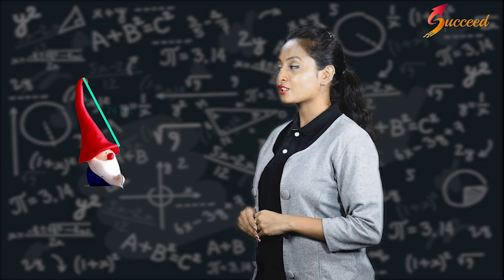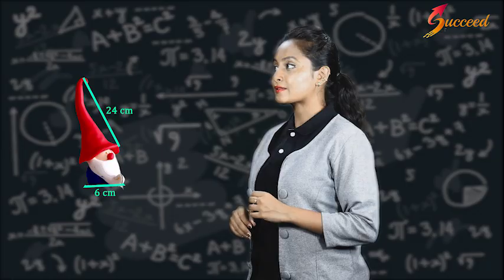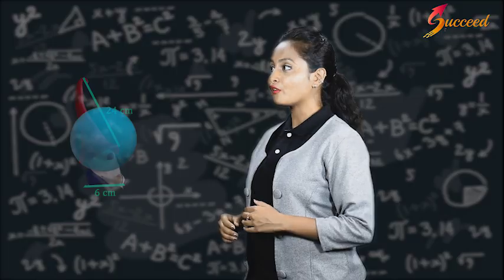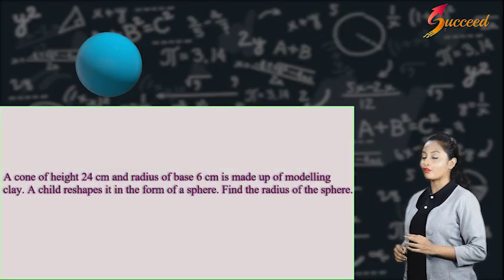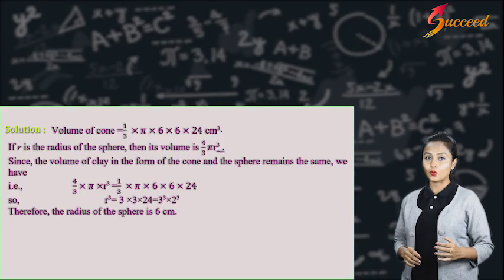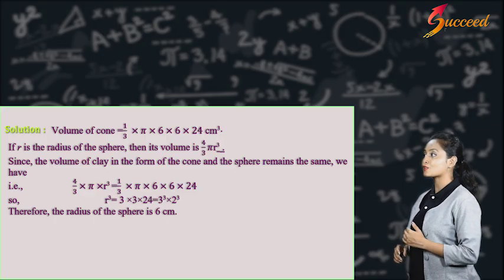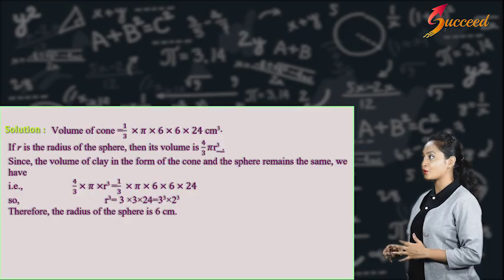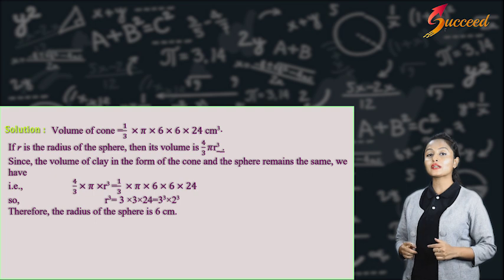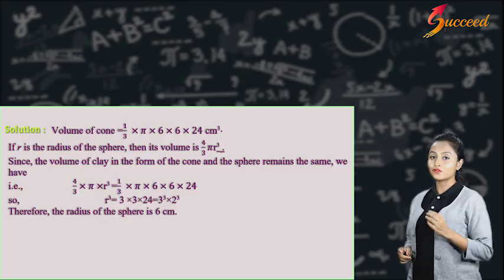A cone of height 24 centimeter and radius of base 6 centimeter is made up of modeling clay. A child reshapes it in the form of a sphere. Find the radius of the sphere. Now, the volume of a cone is given by 1/3 into pi into 6 into 6 into 24 centimeter cube. If r is the radius of the sphere, then its volume is given by 4/3 pi r cube.